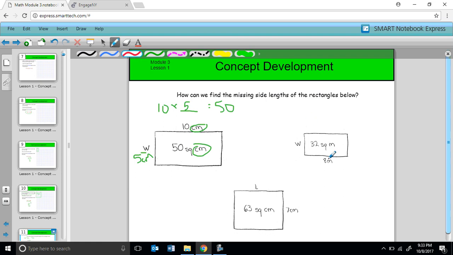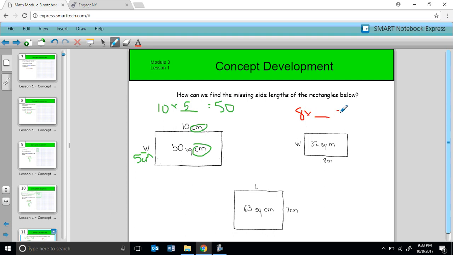All right, double checking it with this one, 8 and 32. So I know 8 times something gives me 32. And this one's in meters. 8, 16, 24, 32. So it would be 4 meters.